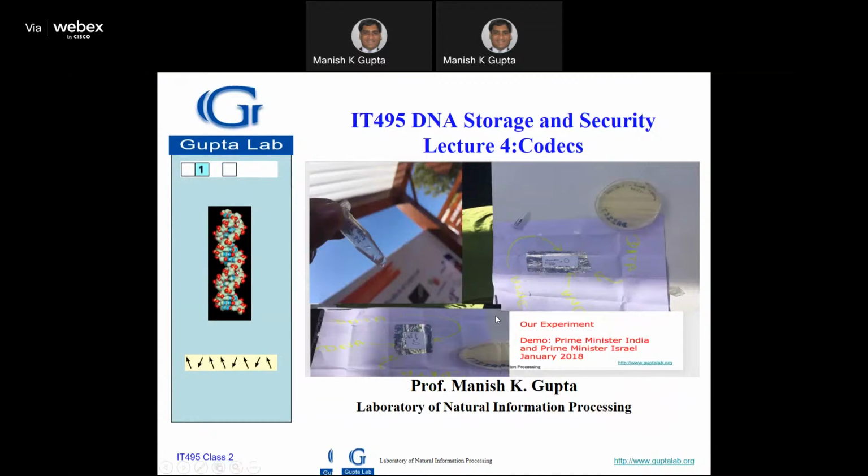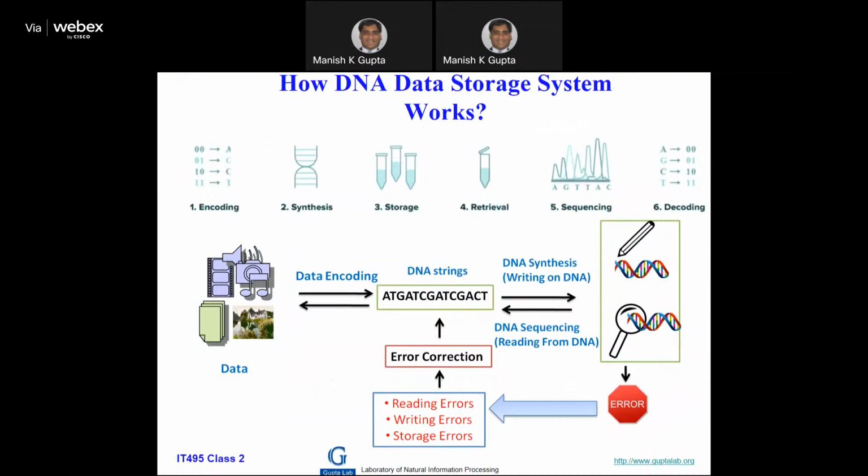So this is lecture 4, and we were looking at codecs. Out of this picture here, the first thing is how to design the codec, especially the encoding and decoding device. Basically a software that will do the job. Whenever we want to store data onto DNA, we encode it, then we synthesize using a synthesizer, the machine. Then we store either in a test tube or a different storage medium. You can retrieve it, and then sequencing means reading the data back, and then finally decoding.